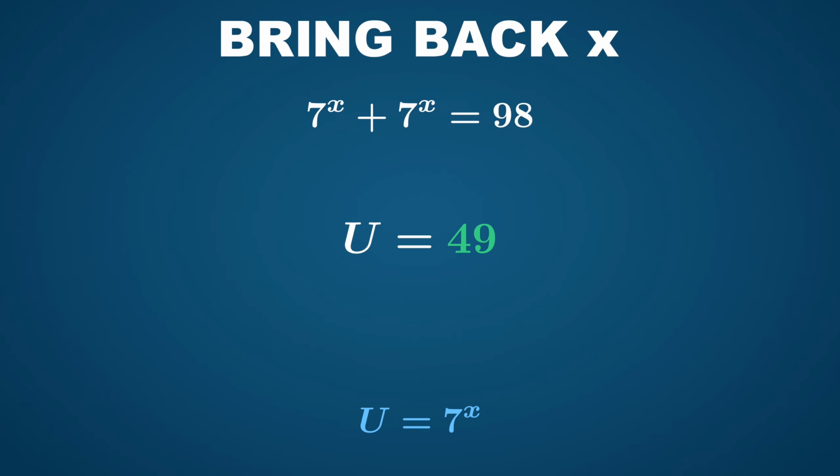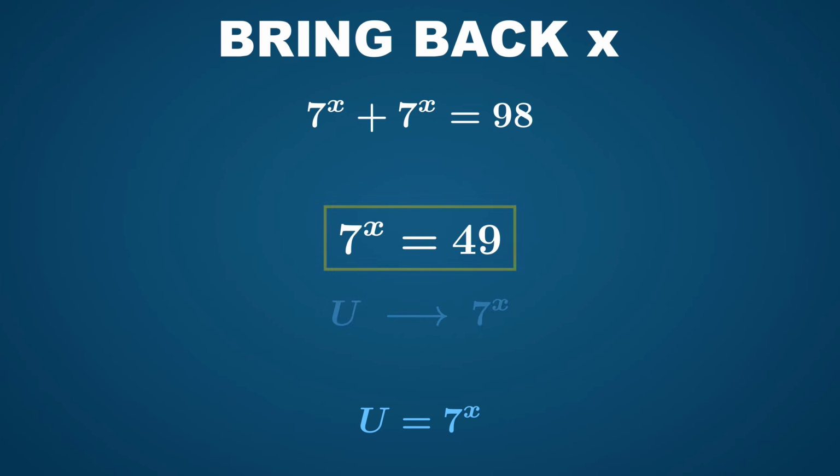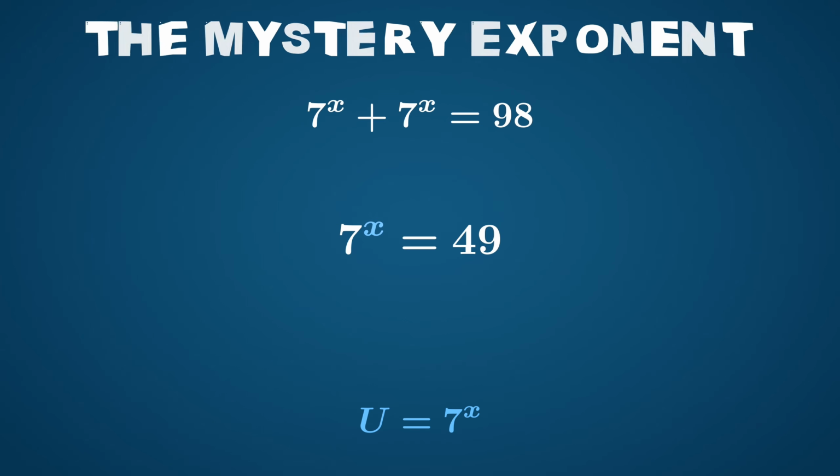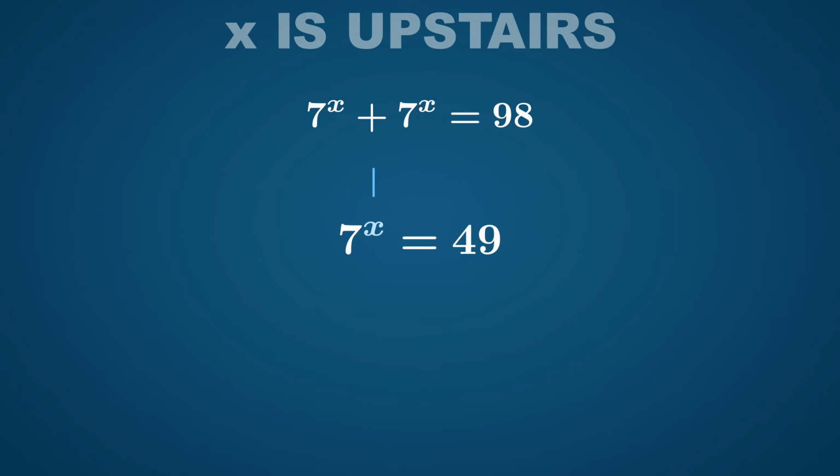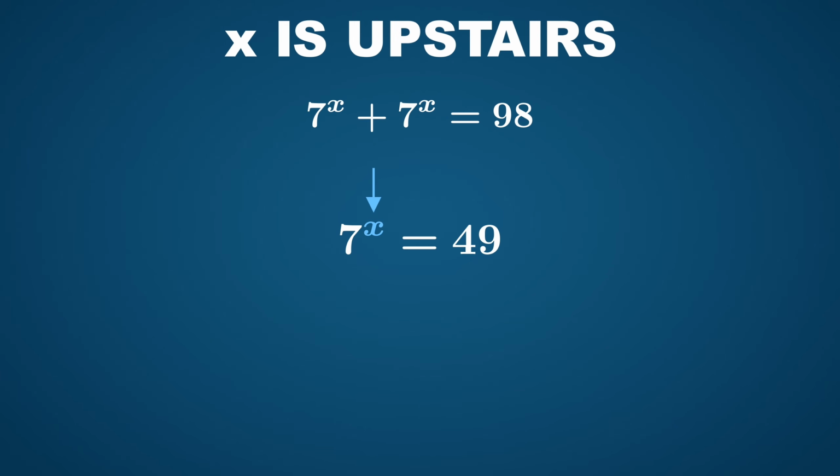With u settled, we can now bring back the original unknown. We replace the nickname u with the expression it stood for. That turns u equals 49 into 7 to the power of x equals 49. In other words, 7 raised to the mystery exponent must equal 49. The unknown x is sitting upstairs in the exponent position.